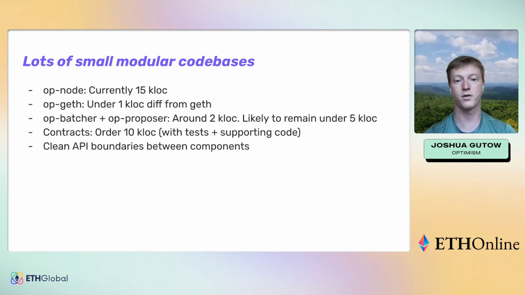The OP batcher and the proposer are around 2,000 lines of code. As we get those more production ready, it'll grow a little bit, but it's likely to remain under 5,000. The contracts around the portal, the L2 contracts, all of that is around 10,000 lines of code, but that's with all of our tests and supporting code. So none of these are giant, hairy code bases that are all intertangled. They're all off in their own little world. They have clean API boundaries between them, and they're easy to work with and easy to upgrade. That's been one of the big pushes with this new architecture.